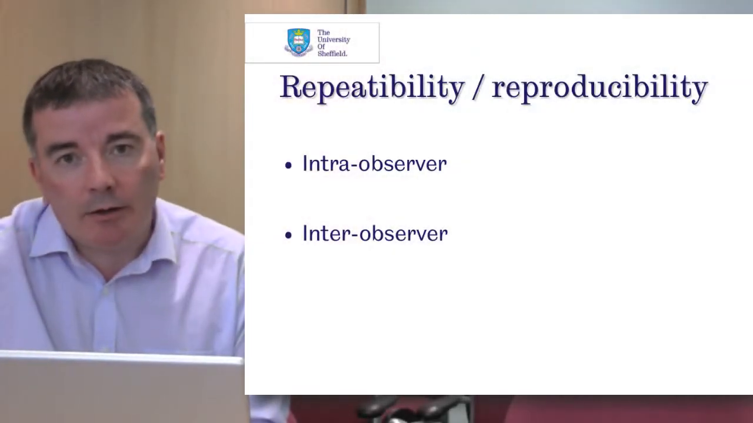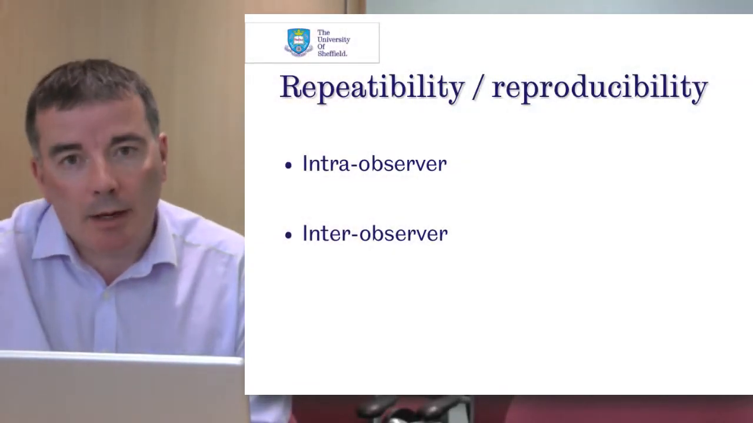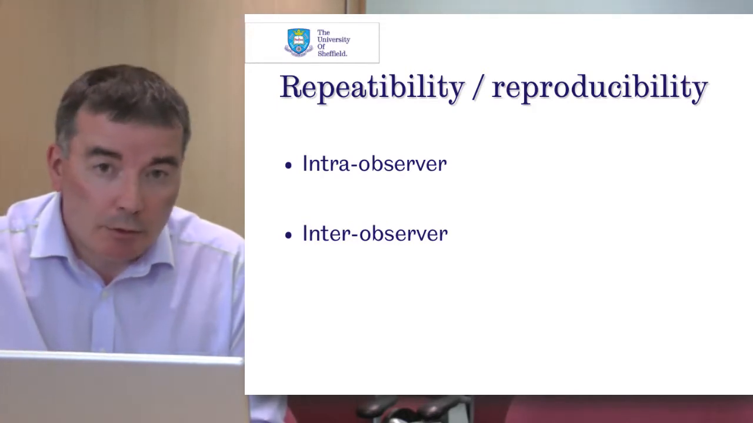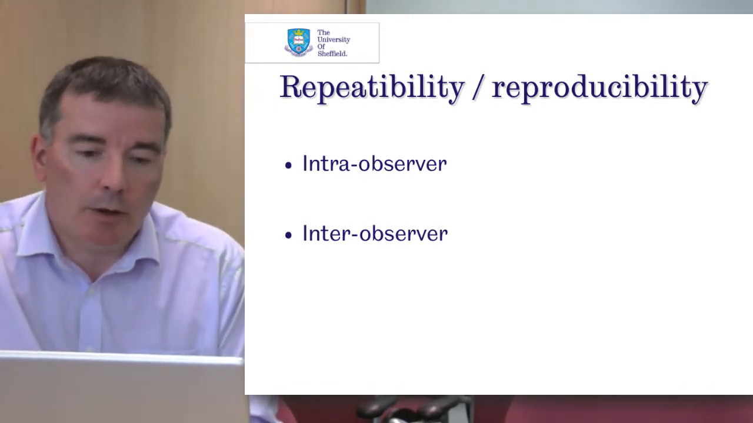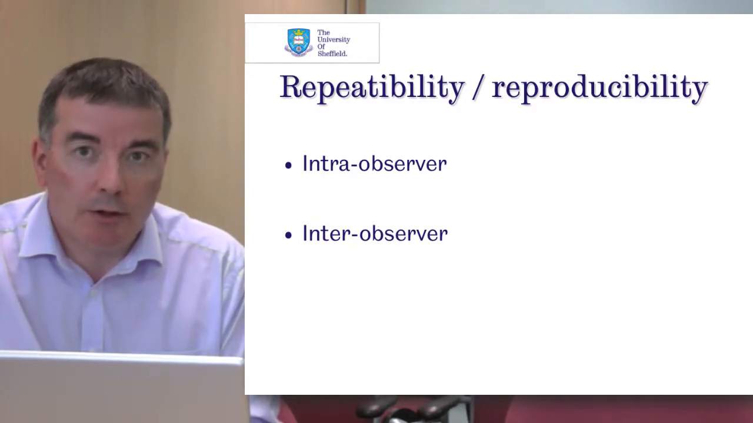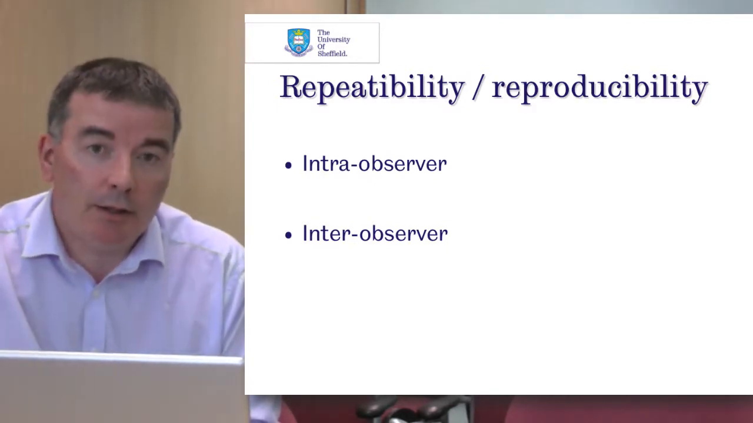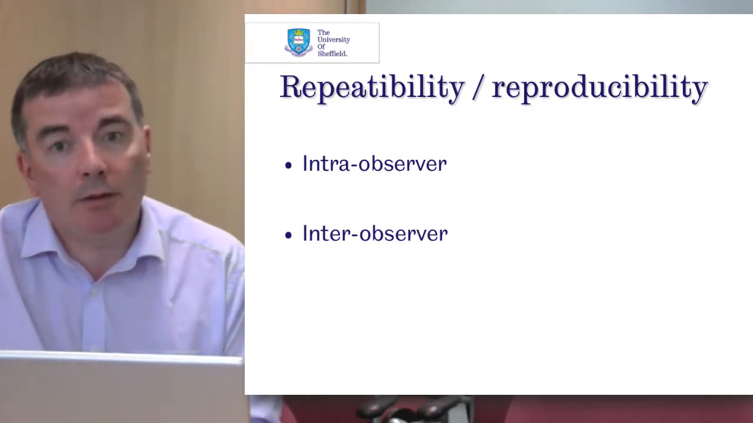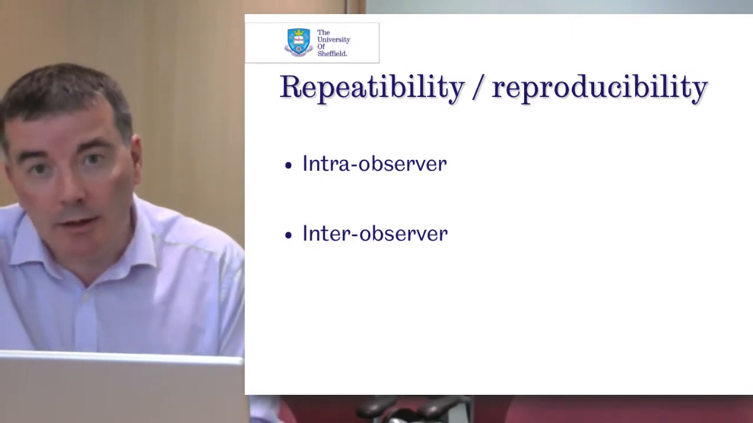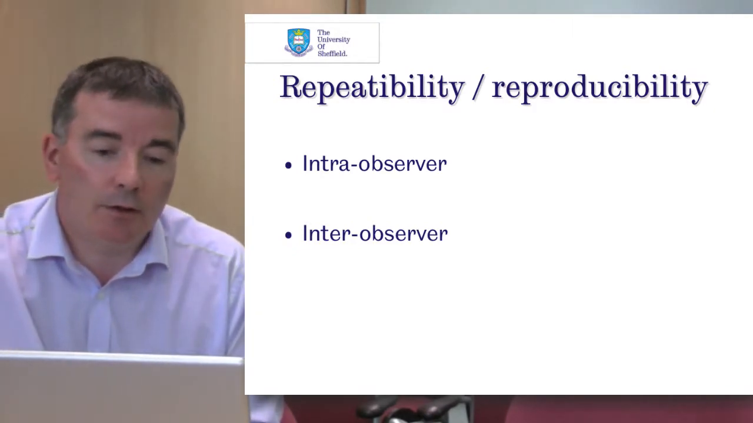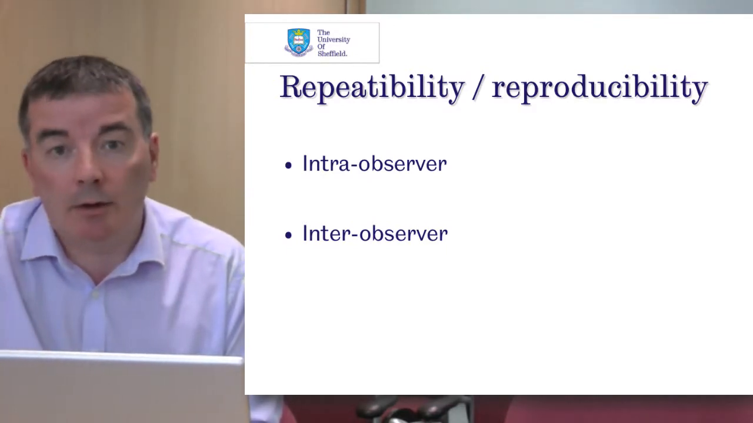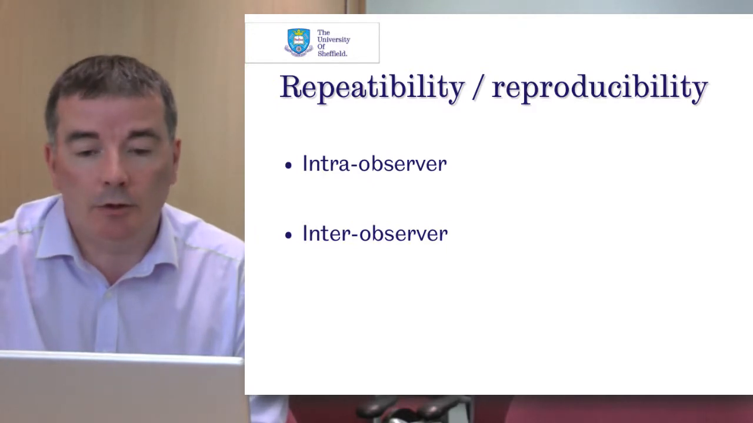So hopefully we now have an understanding of validity and how we measure validity and how we can compare tests. But validity is only one, perhaps the most important, aspect of a test, but only one aspect of it. We also need to know, if that test was repeated, would you get the same results? And also, if that test is repeated by a different person or a different machine, would you get the same results? This is known as intra-observer, i.e. between the same examiner, and inter-observer, between different examiners, reproducibility.